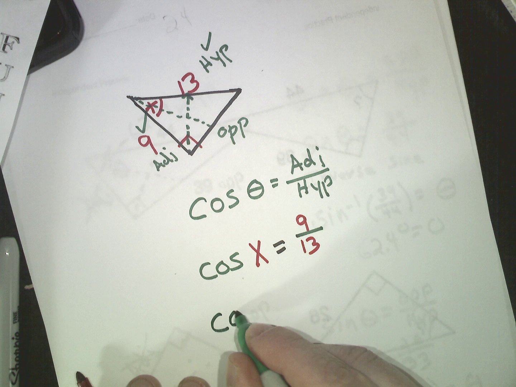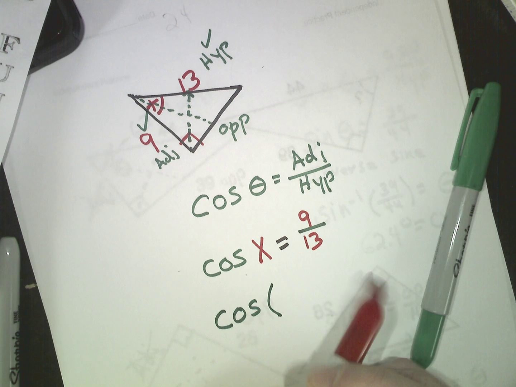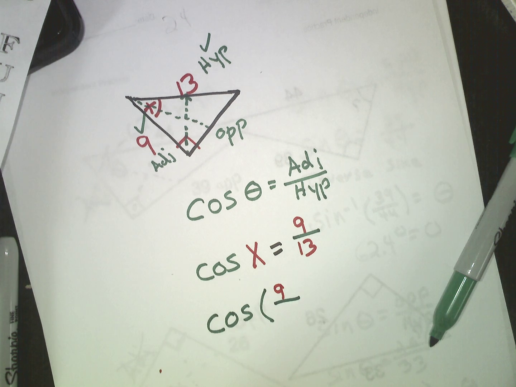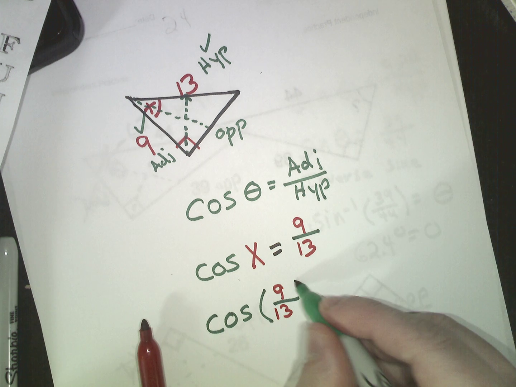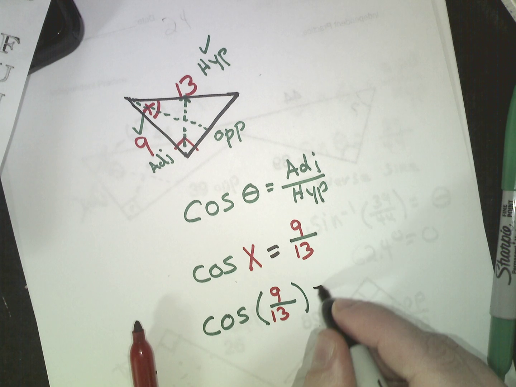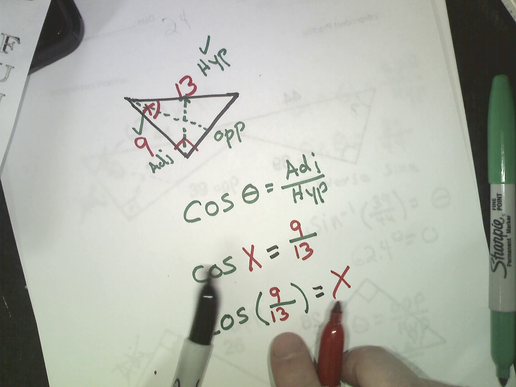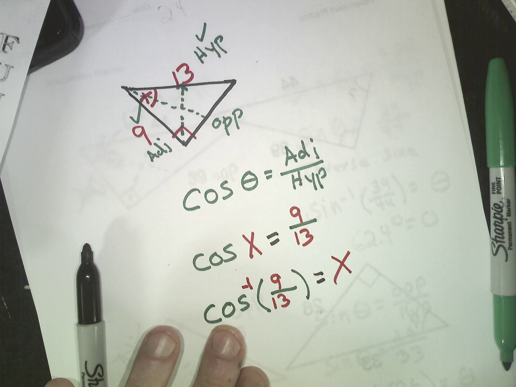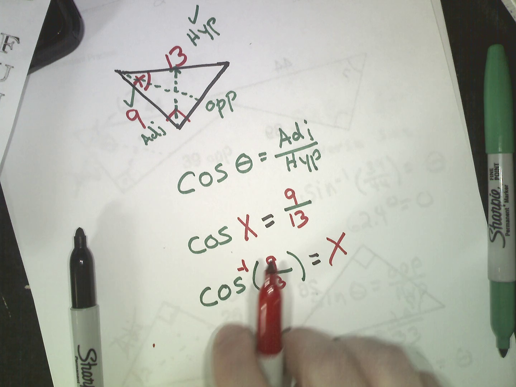So cos of 9 over 13 is equal to whatever x is going to be. Oh, cos of... stop, Paul, be very careful. Cos of -1, right? Inverse. So now, let's just do it this way. Okay, so let's pick a calculator.